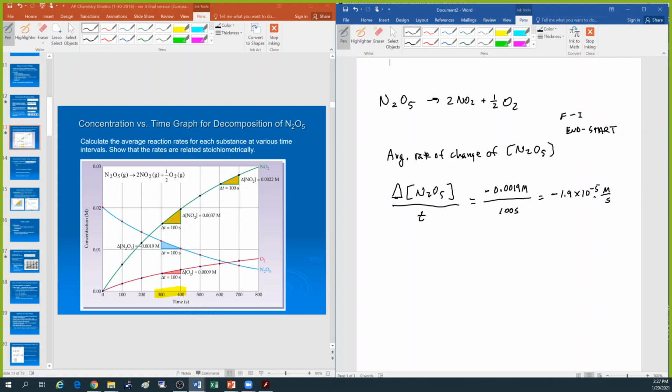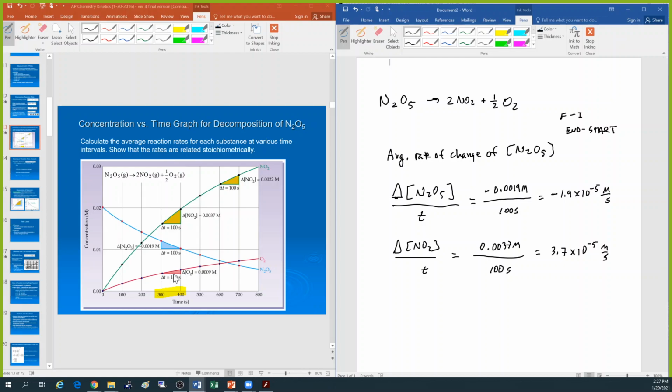And so in that sense, it makes sense that it would be the amount per unit time. All right, well, let's look at, in the same time interval, the other components. Let's define the rate of change of the nitrogen dioxide concentration. Well, so we're comparing apples and apples. We'll see that in the same time interval of 100 seconds, this one increased by about 0.0037 molar. And when you look at that, what you'll find is you get about 3.7 times 10 to the negative fifth.